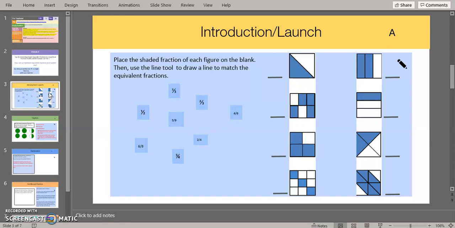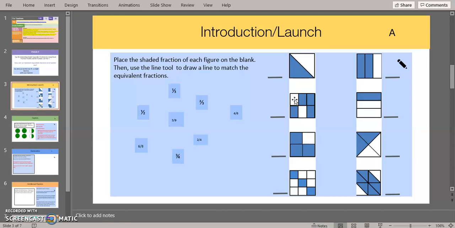For the first example, in the I do portion, you can provide direct instruction by saying, in this example, we see two equal pieces, and one of those pieces is shaded. Therefore, 1 is the numerator, and 2 is the denominator, and my fraction is 1/2.